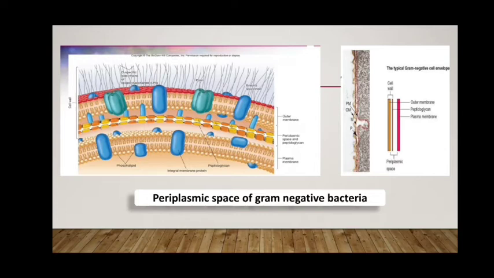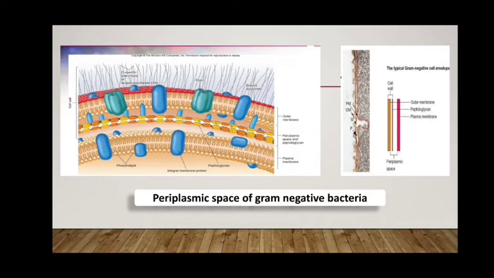We can see clearly that the peptidoglycan layer is much thinner compared to gram-positive bacteria, whereas the periplasmic layer is much thicker. We can see a thicker outer membrane also, which is much thicker compared to gram-positive bacteria and contains many proteins such as porin proteins, lipopolysaccharides, Braun's lipoprotein, etc.